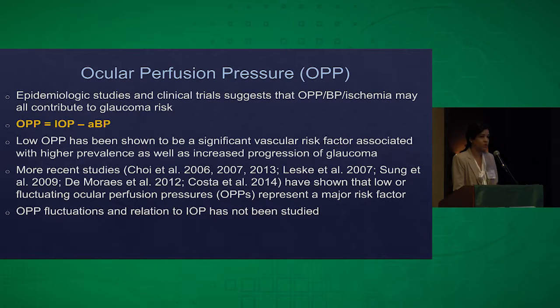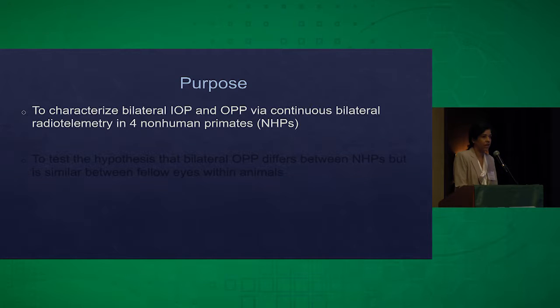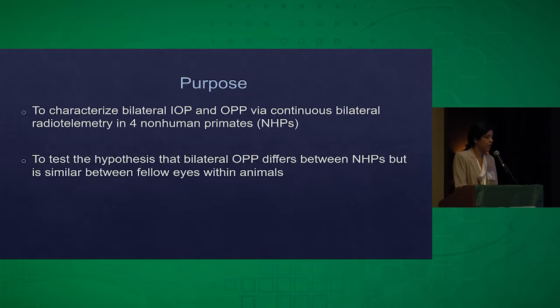Low OPP has been shown to be a significant vascular risk factor and is associated with higher prevalence as well as increased progression of glaucoma. Recent studies show that even fluctuations in perfusion pressure are a major risk. But OPP fluctuations and their relationship to intraocular pressure have not been studied. The purpose of this study was to characterize bilateral intraocular pressure and perfusion pressure via continuous radiotelemetry in 4 non-human primates, and to test the hypothesis that bilateral ocular perfusion pressure differs between the primates but is similar between fellow eyes within animals.